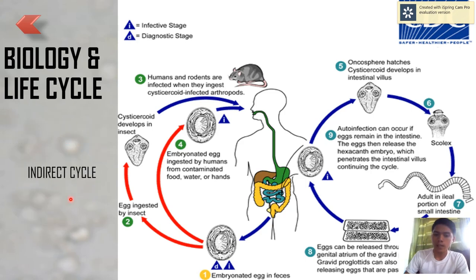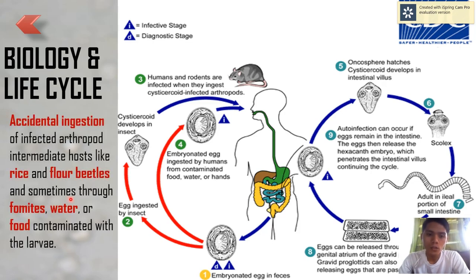Now let's go to the indirect cycle. So indirect cycle will include the insect or the beetle as the intermediate host. Now, it starts with the insect accidentally ingesting feces which is infected with the H. nana egg. So accidental ingestion by an arthropod intermediate host like rice and flour beetles, and sometimes through fomites and water or food contaminated with the larvae. So si H. nana egg or the indirect cycle of the H. nana can use fomites. So example kay water and some objects na contaminated with the larva or with the egg.